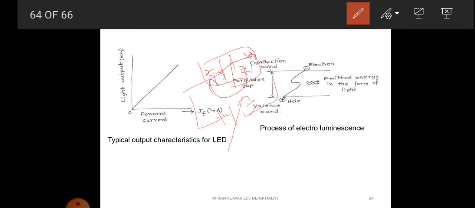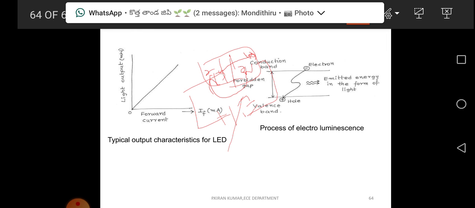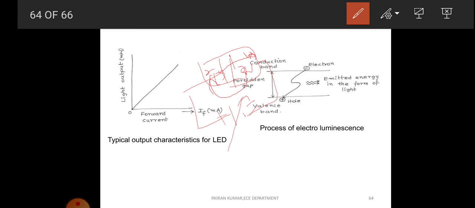So you can observe the process of luminescence. Electrons are excited from the valence band to the conduction band, leaving holes in the valence band. When electrons move from the conduction band back to the valence band, recombination takes place in this gap, and that releases energy in the form of light. So this is the working principle of LED.